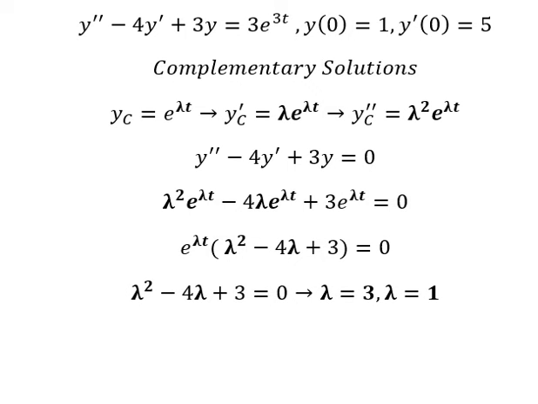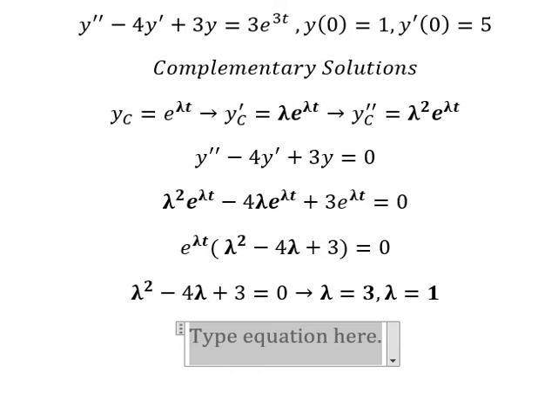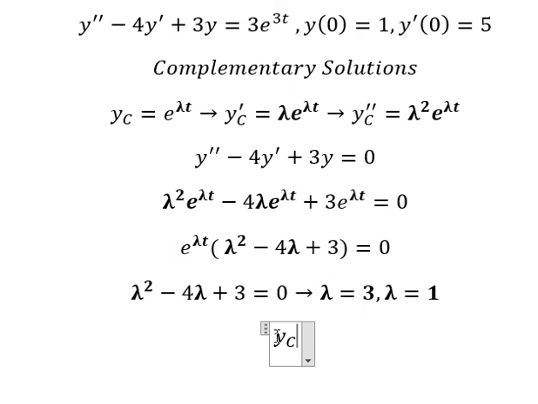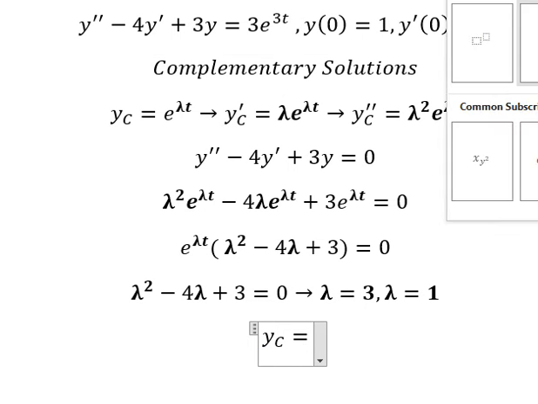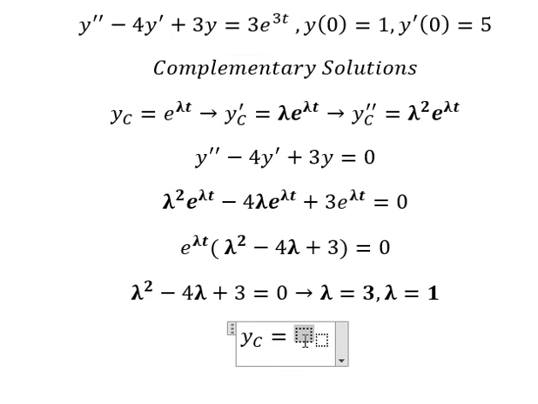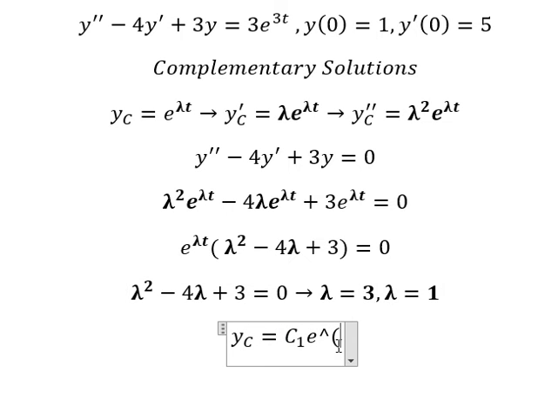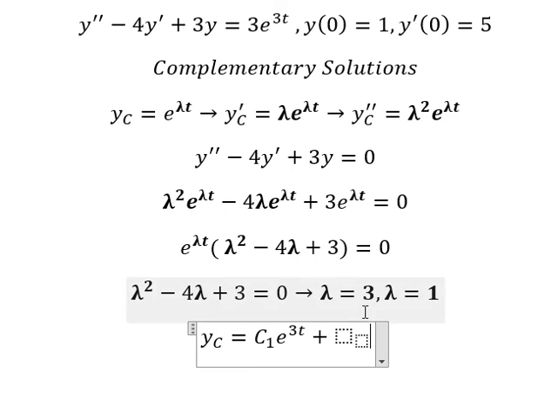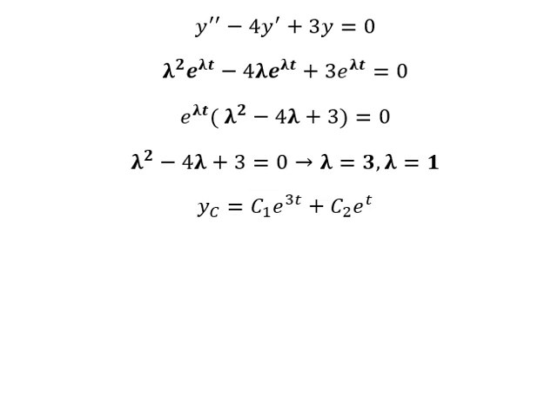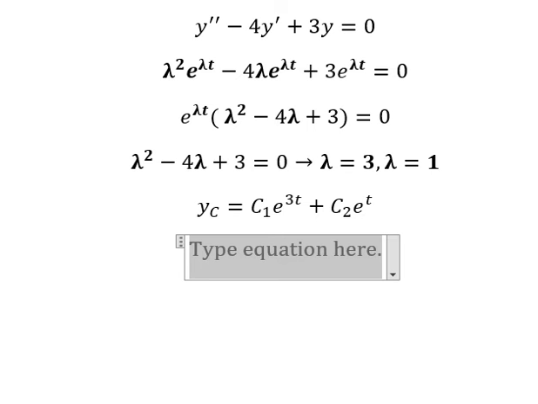So we have yc equals c1, the constant number 1, e to the power of lambda t. Now we need to change lambda into 3, so we have 3t. And we change lambda to 1, and we have c2 e to the power of t. Next, we need to find the particular solution.